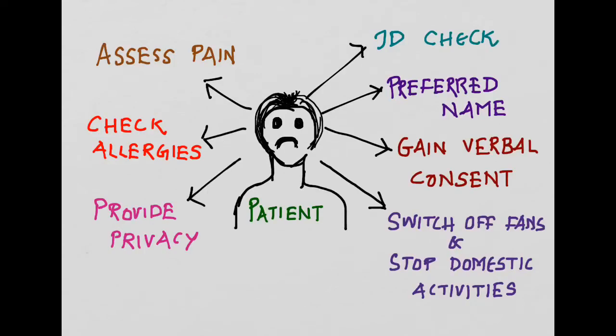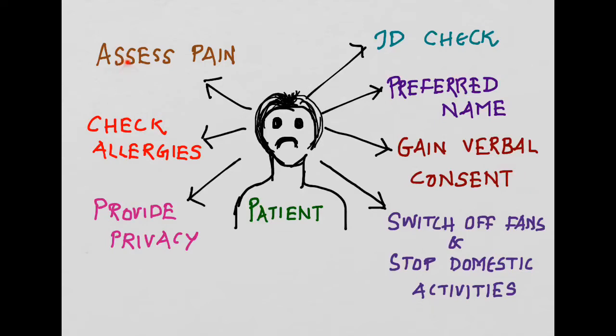Along with that, you have to ask the patient what he or she would like to be called. Here are a few steps which you have to follow, and these are the most important ones. The first one is the ID check, where you check the identification of the patient with the wristband and check the date of birth as well. After that, you will ask the patient what he or she prefers to be called. Later on, you will call the patient that name. Later, you have to gain verbal consent of the patient for the procedure.